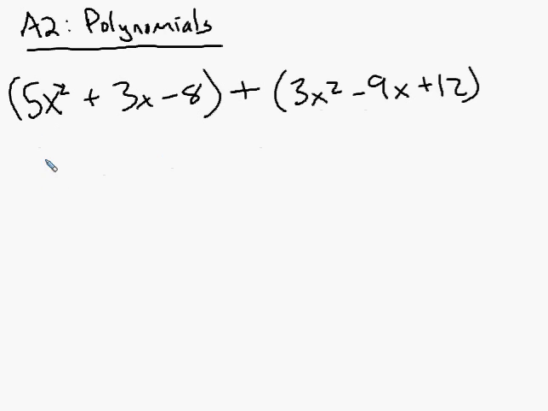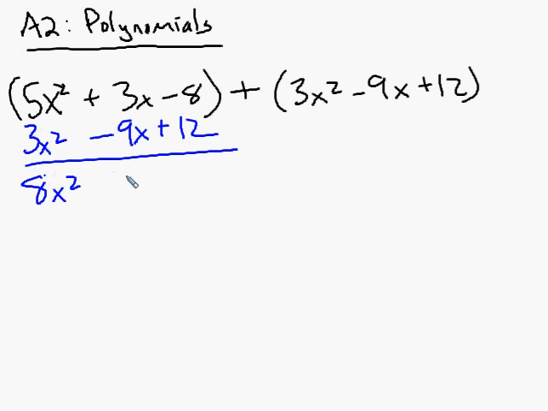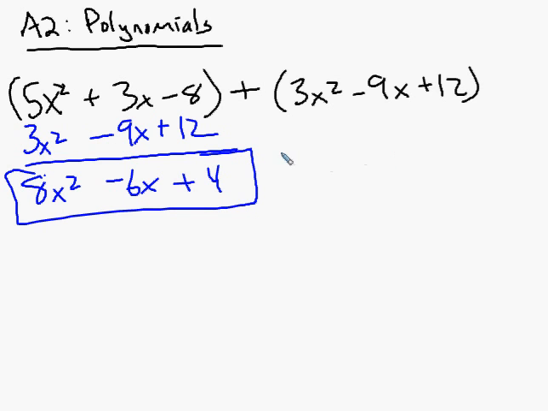I can line these up, so if I wanted to, I could go ahead and line the 3x squared up with the x terms up and the constant term up, and then I can combine. This is a good method to stay organized, though you don't need to do it. And we combine our like terms, and this is our answer actually. Pretty good.